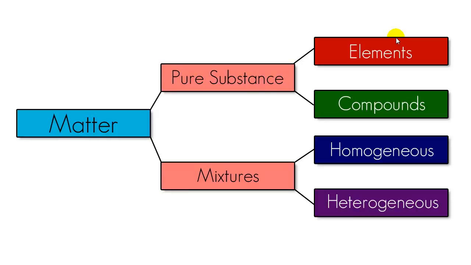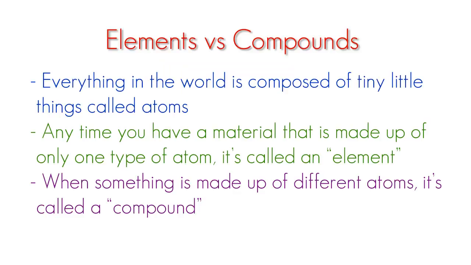So now that we understand the difference between pure substances and mixtures, let's go ahead and talk about pure substances some more. As you can see from this amazing graph that someone made, a pure substance can be broken up into two different things, elements and compounds. So what the heck is the difference between an element and a compound? Well, let's go ahead and take a look at this slide.